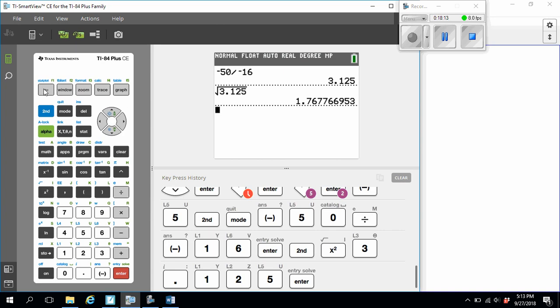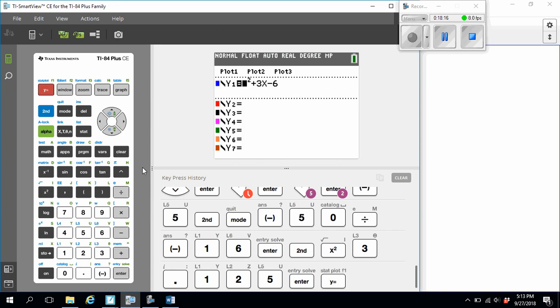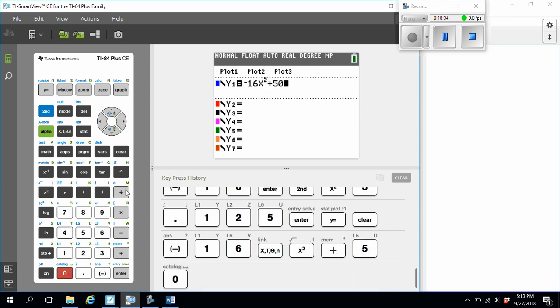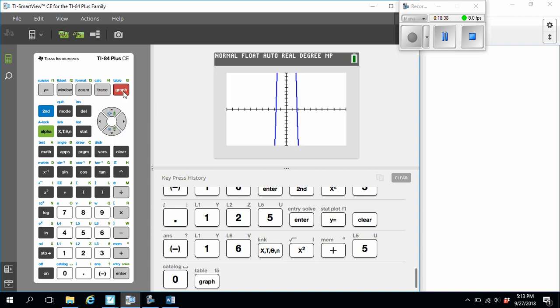So remember, go to y equals, and then here I'm going to clear this because we don't need it anymore, so you press the clear button. And then we have negative 16. Now, in this problem we're using t, but you can also use x. They all really mean the same thing. So I'm going to use the x button here, and then square it, and then plus 50. Okay, let's go ahead and graph this. Ooh, that looks very interesting.